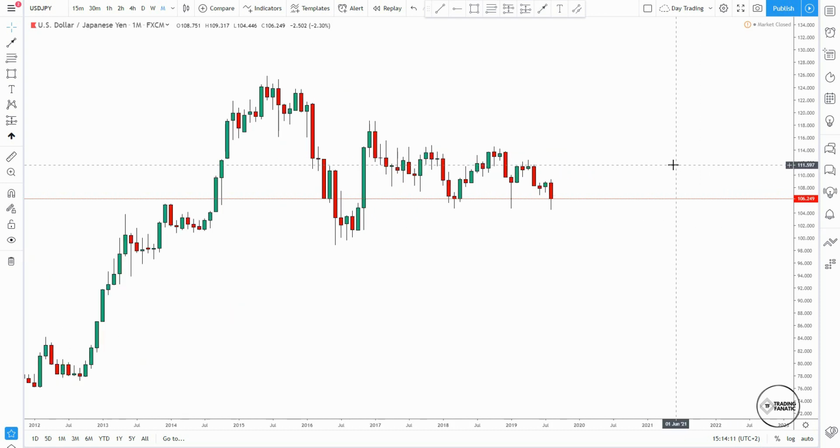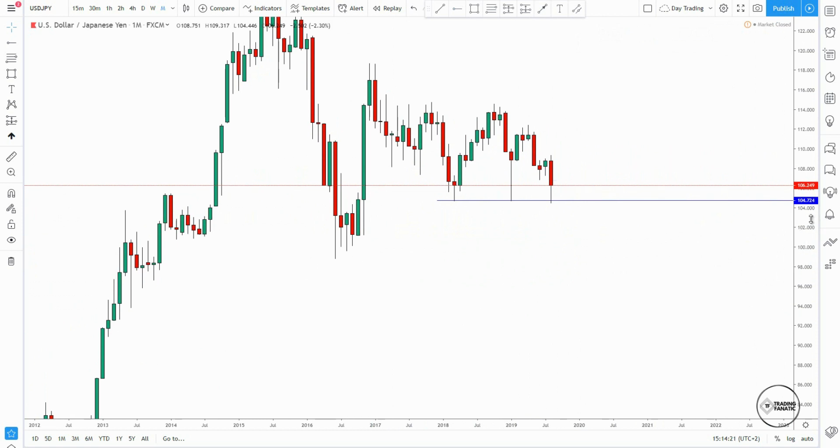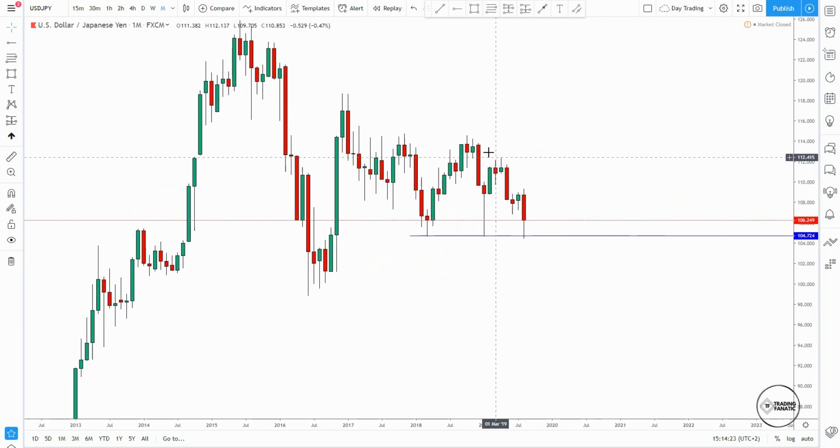So let's have a look on the monthly time frame. We can see very nice bearish structure here, but I can immediately spot that we're struggling right now at this very strong support zone, 104.77-ish. So right now we're having very nice structure here with low, lower high, lower low, lower high, and right now low. But we can see that we have a monthly rejection here from the downside.